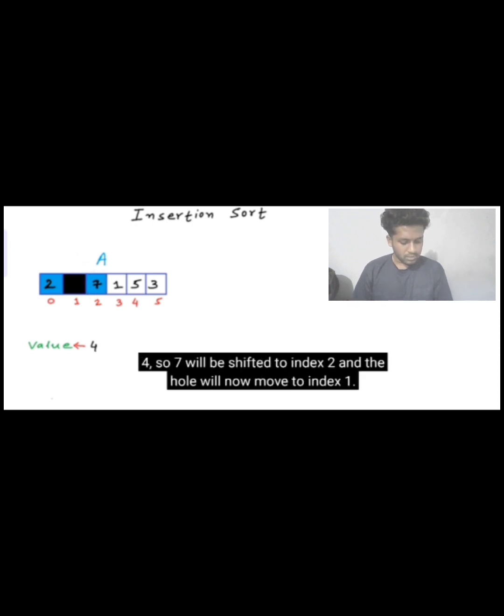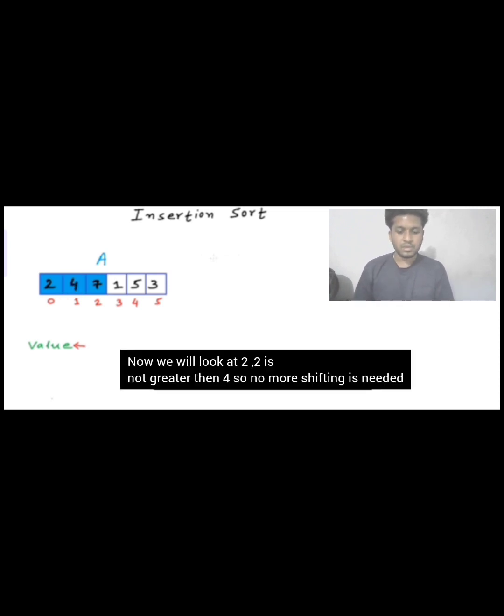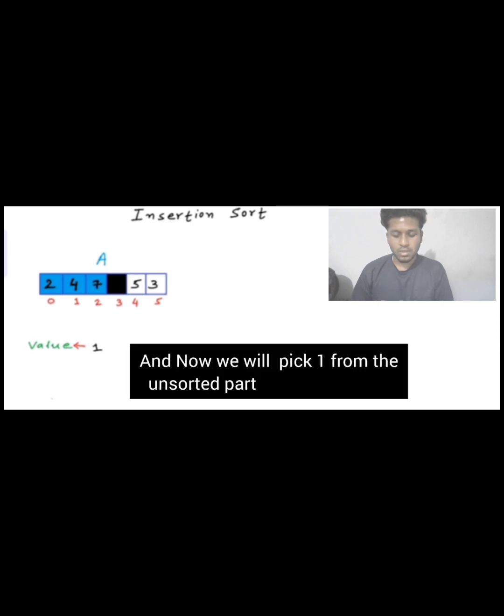We will start at position 1 and see if the number is greater than 4. 7 is greater than 4, so we will shift it to index 2 and the hole will now move to index 1. Now we will look at 2. 2 is not greater than 4, so no more shifting is needed. We will simply put 4 at index 1 and now we are sorted till index 2.